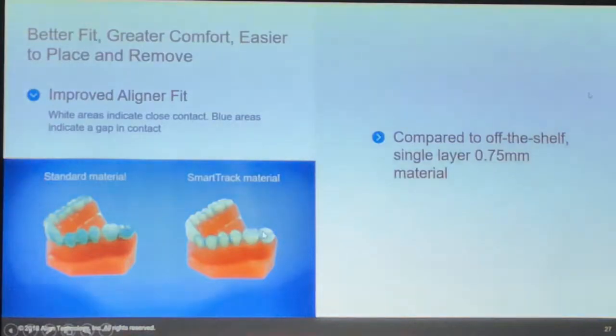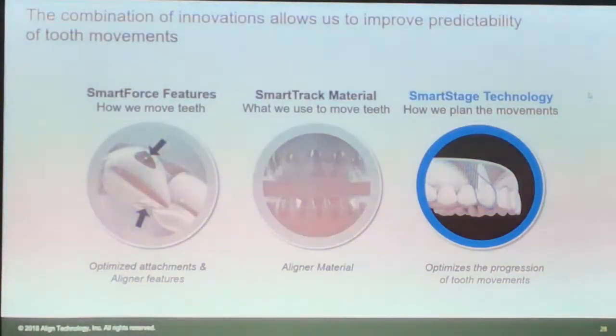And the benefit of the better fit is that if the aligner can grab around the tooth better, it will be able to control each tooth movement, which will result in more predictable tooth movement than other aligner material.